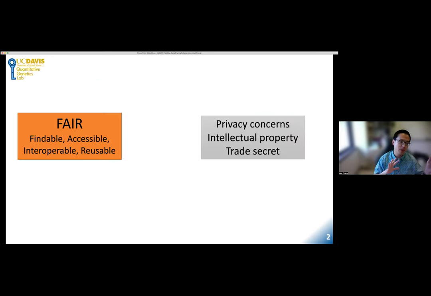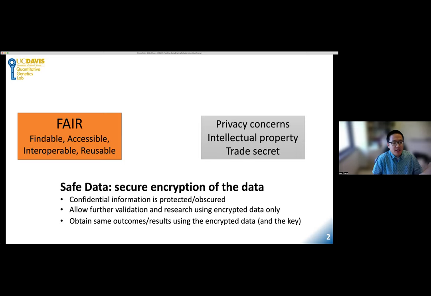So we have the FAIR principles for data sharing, but we also have lots of concerns, like privacy concerns, IP concerns, and trade secret concerns. What might be a potential solution is something I call safe data. So basically, secure encryption of the data. What does that mean? That means we are going to protect the confidential information in our data set. We still allow further validation and research using the encrypted data only. So we're not going to touch the raw data, just the encrypted data for further validation and research.